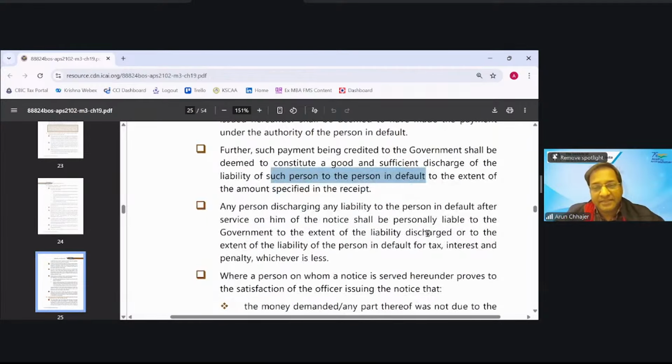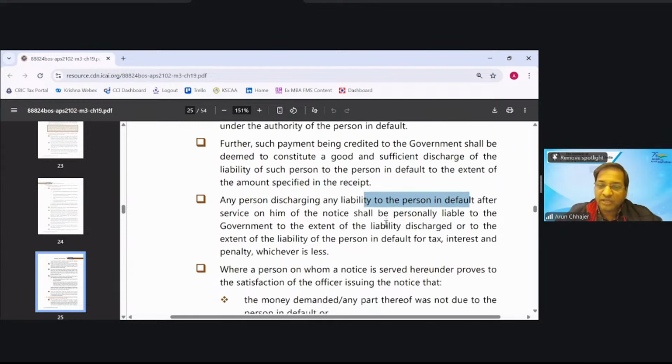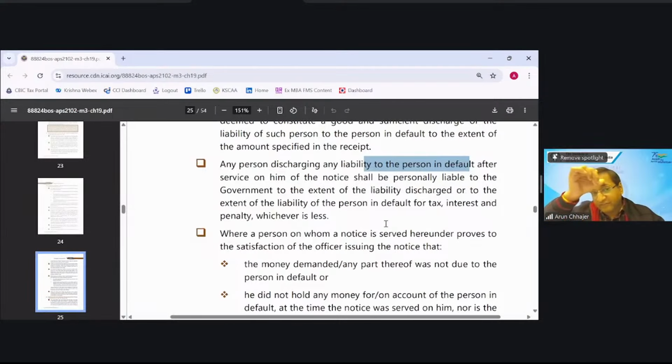Okay. The person discharging any liability to the person in default after service on him of the notice shall be personally liable to the extent of the liability discharged or to the extent of the liability of the person in default, whichever is lower. So discharging any liability means tenant to the person in default, that is landlord XYZ, after service of the notice shall be personally liable to the government to the extent of the liability discharged, let's say 1 lakh rupees, or to the extent of the liability of the default, whichever is lower. तो वो जितना भी उसका पेबल है वो मान लिया जाएगा उसने पे कर दिया.